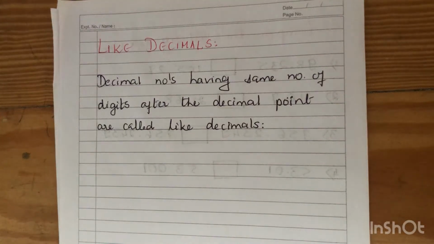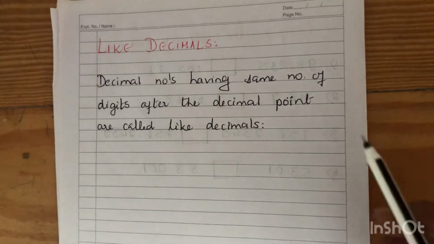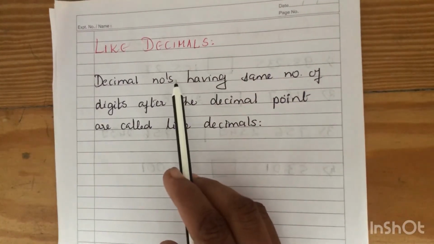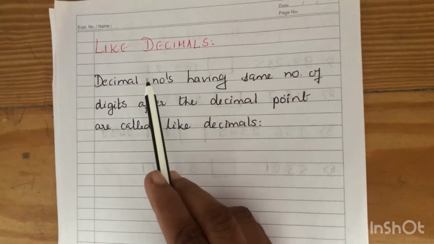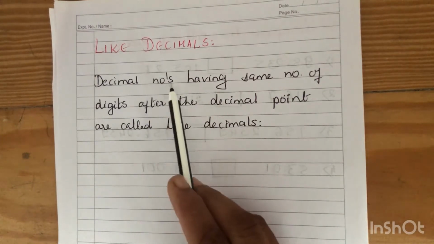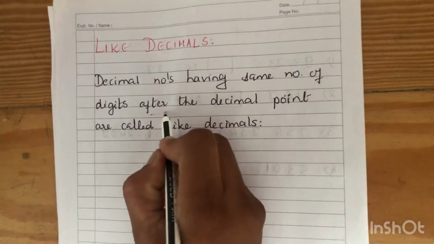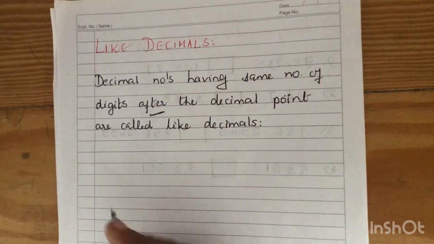Hello children, today we are going to see like decimals, unlike decimals and equivalent decimals. So first thing is that we are going to focus on like decimals. What is a like decimal? Decimal numbers which have the same number of digits after the decimal point are called like decimals.